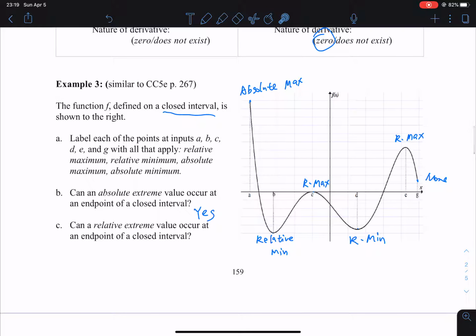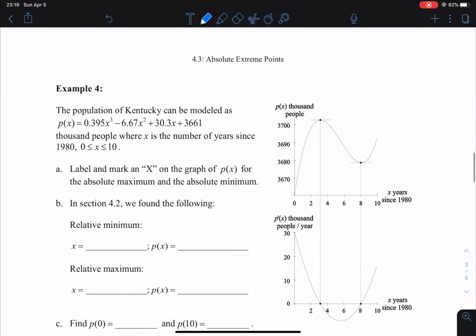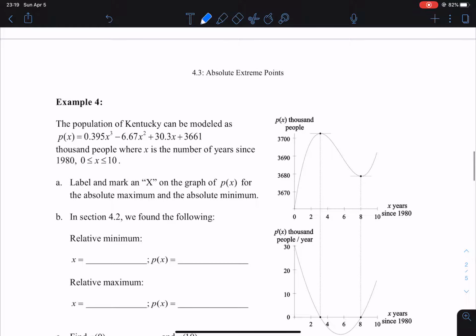And question C: can a relative extreme point occur at an endpoint? No, because the two endpoints will never be relative extreme points. Next, please finish example 4 in about 8 minutes.